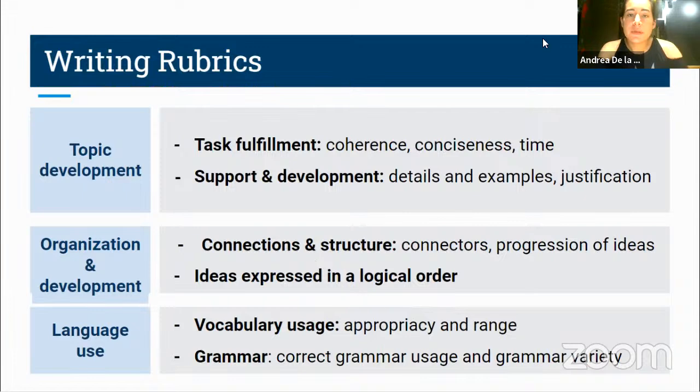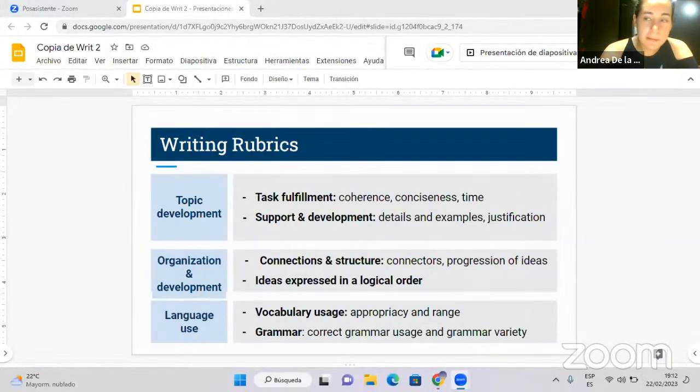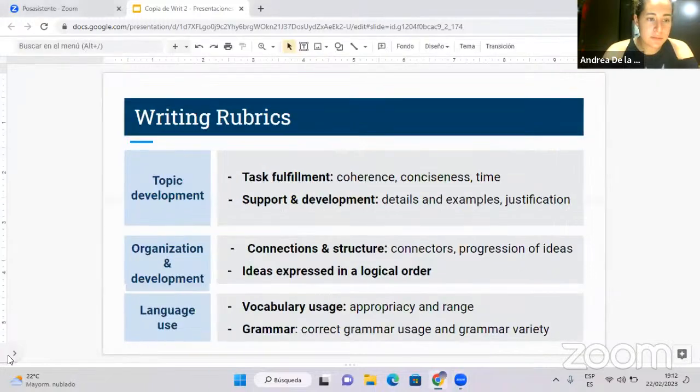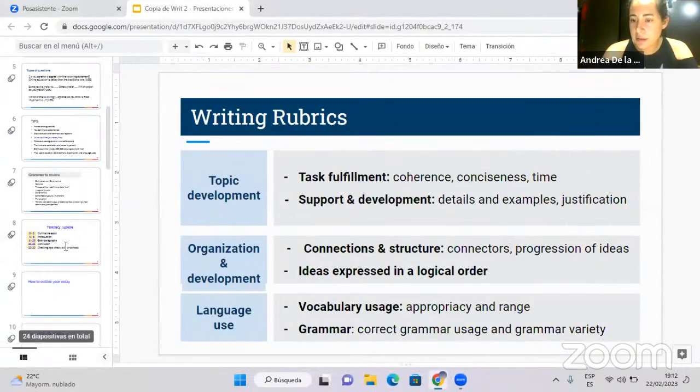Okay, guys. So without further ado then, let's just start with what we were saying, the independent writing. And please, just don't forget to turn your camera off.